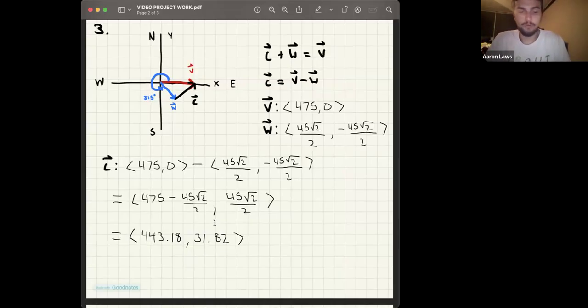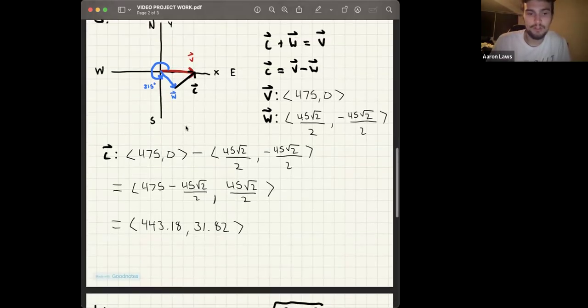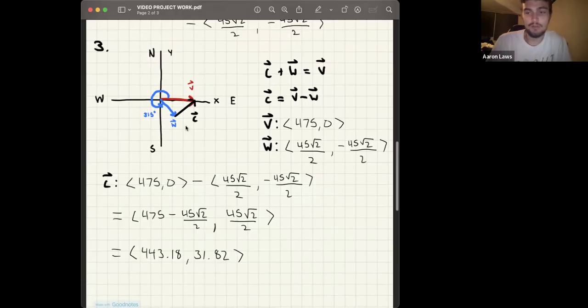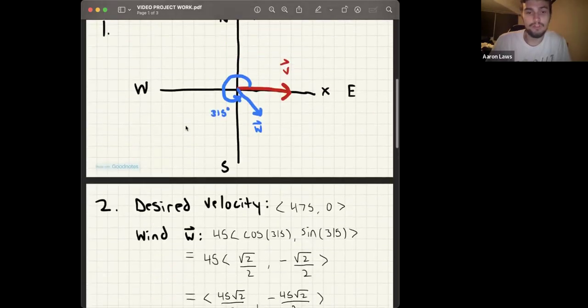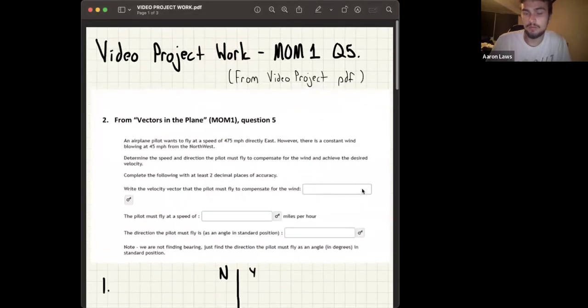When you plug that into the calculator and give 2 decimal place accuracy, you end up with 443.18 and 31.82, which makes sense graphically. As you can see, we're going to need to fly in the positive x and y direction as demonstrated by the correction vector labeled on the graph. So that ends up being our answer for the first part of the problem.